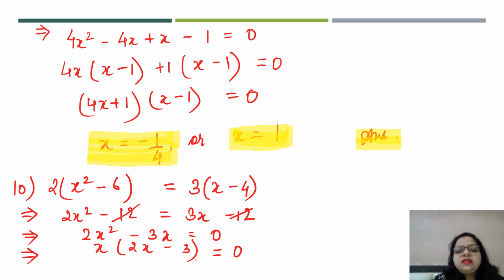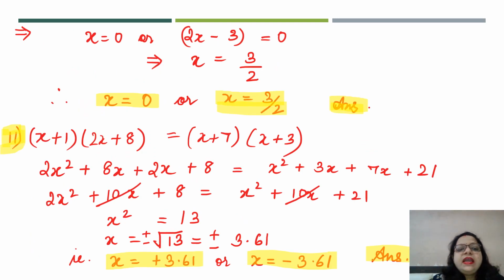So the term which is left is 2x square minus 3x is equal to 0. Taking x as common, we find x into 2x minus 3 is equal to 0. Therefore x is equal to 0, or 2x minus 3 is equal to 0. So x is equal to 0, or x is equal to 3 by 2. That is the answer. Now coming to the 11th question, children.